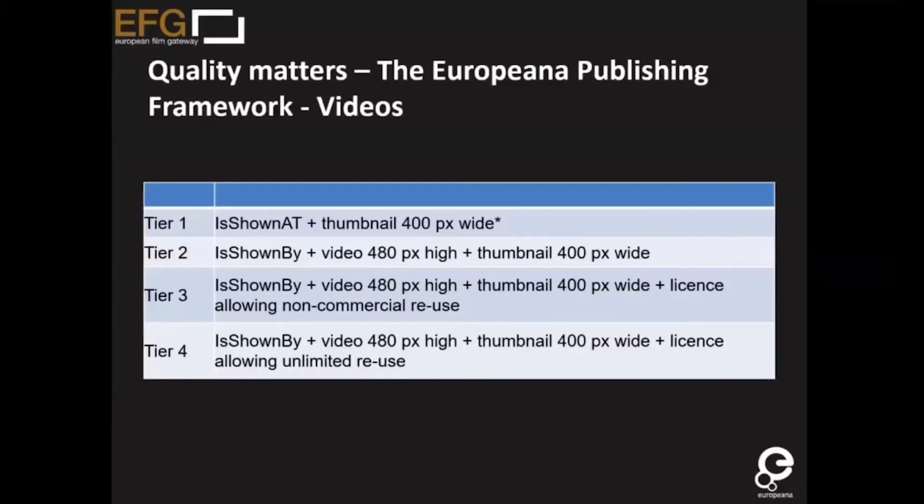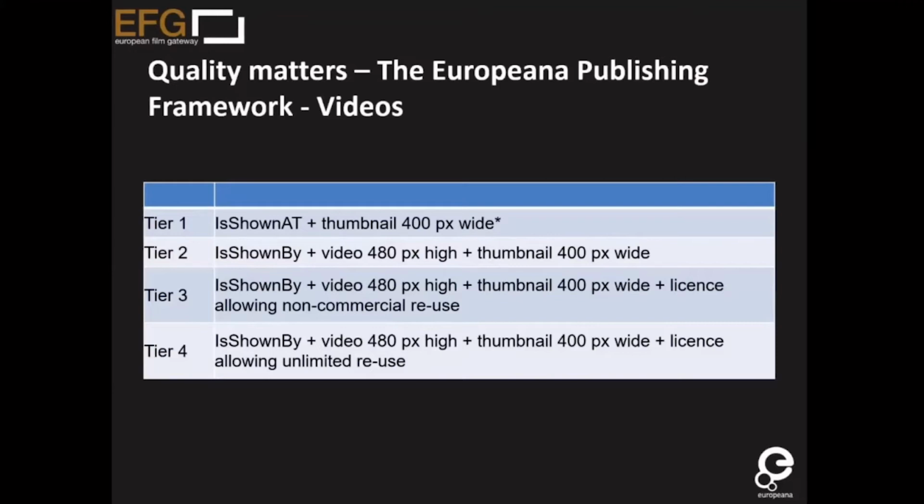The Europeana Publishing Framework provides some useful guidance if you have questions around data quality. You can download it from the Europeana Pro website, but we'll also put some useful links at the end of this presentation. Content quality is expressed in tiers and ranges from tier 1 to tier 4, from low to high quality. It's applied to images, texts, and videos.